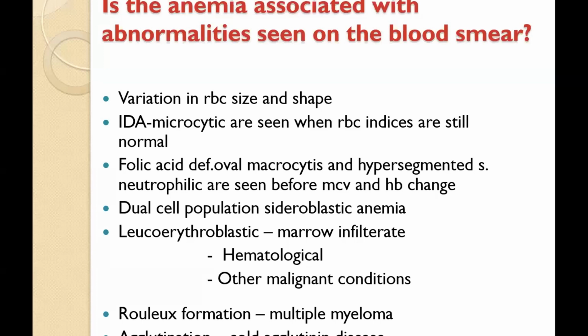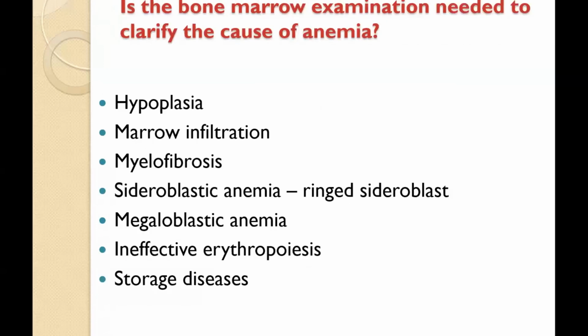We find a dual cell population in sideroblastic anemia. A leukoerythroblastic picture, with a shift to the left as well as nucleated RBCs in the blood, we see in certain hematological conditions and other malignant conditions also. Some metastasis, maybe breast malignancy metastasis, maybe thyroid metastasis in the bone marrow. We find agglutination in cold agglutinin disease.